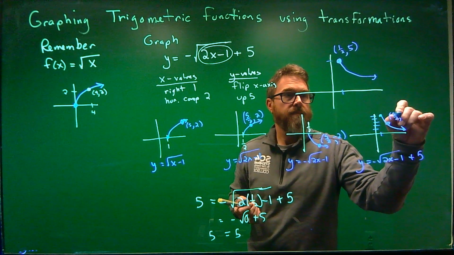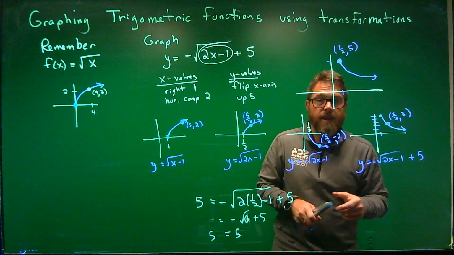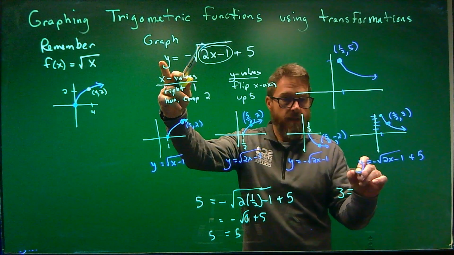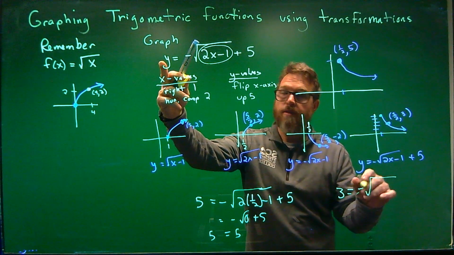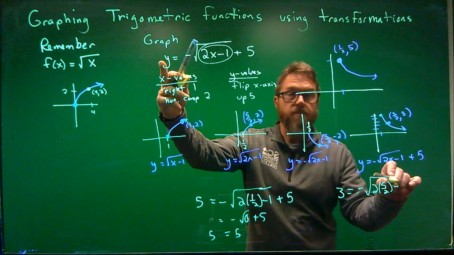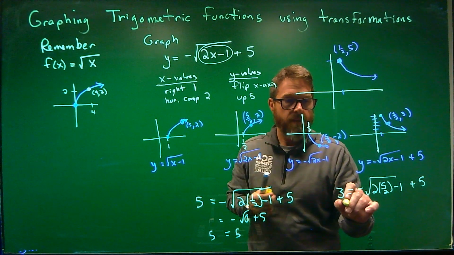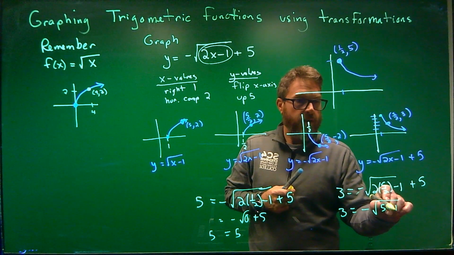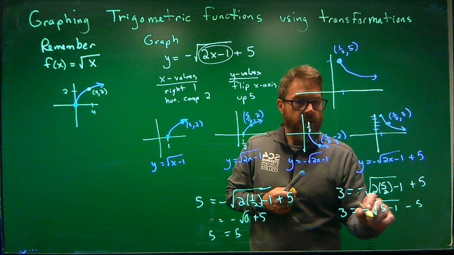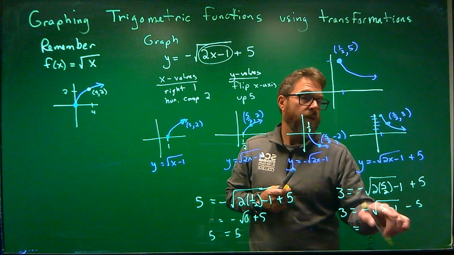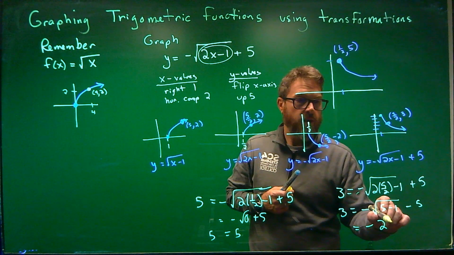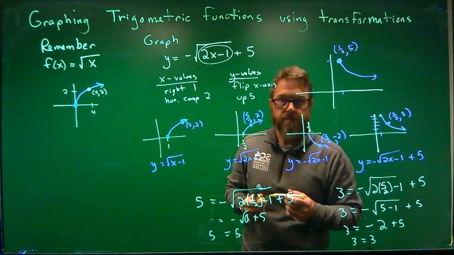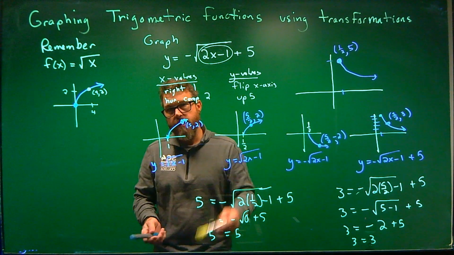And let's check to see if that works out. So plugging in 3 into, remember I'm plugging into this function, so 3 is going to be equal to negative the square root of 2 times 5 halves minus 1 plus 5. So 3 is equal to negative the square root of 5 minus 1, so 5. So this is going to be the square root of 4, so this is going to be minus 2 plus 5. So then we can see that 3 is equal to 3. So this does work.